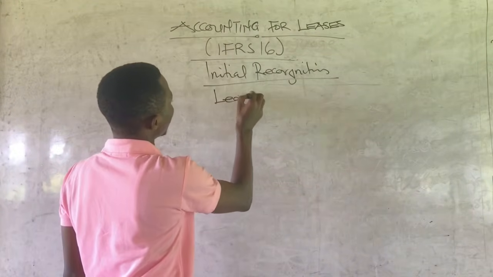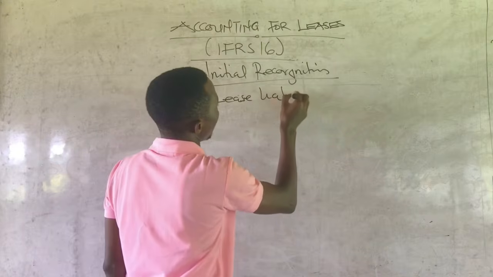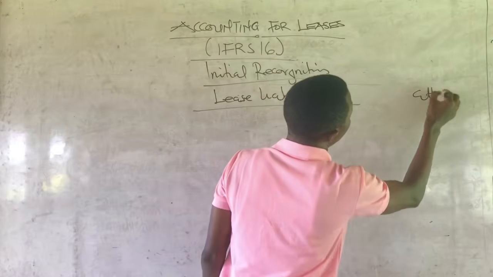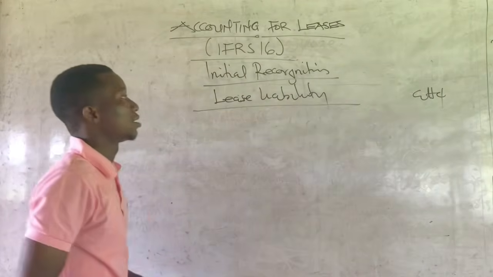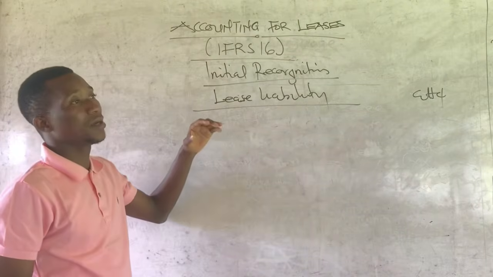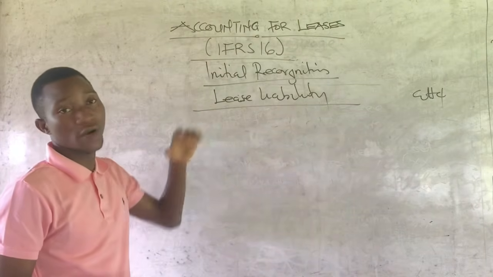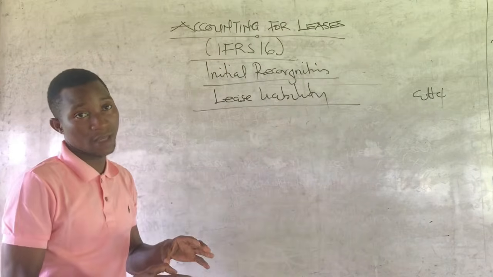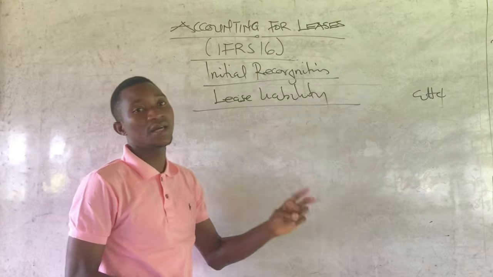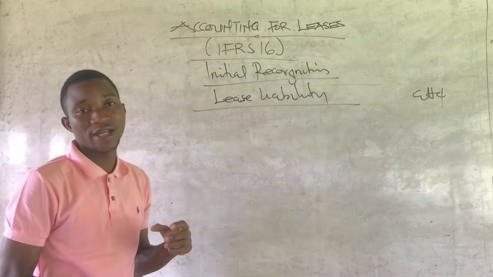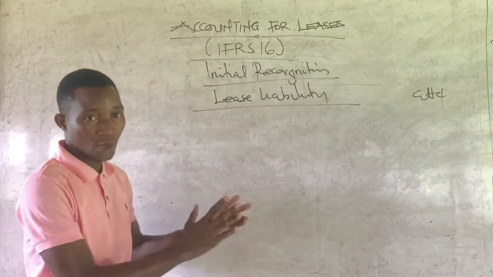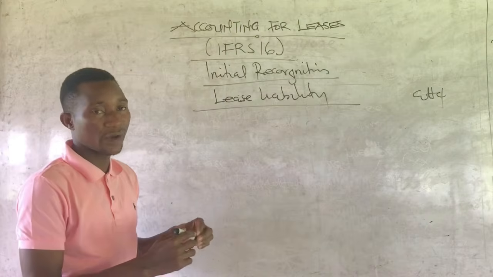Okay, the lease liability itself. But remember that the components of the right of use asset and the lease liability are recognized under the initial recognition, at the initial stage. I told you that at the initial recognition, the lessee has to recognize the right of use asset and the lease liability. So that is what we are doing at the commencement date. That is at the initial recognition.